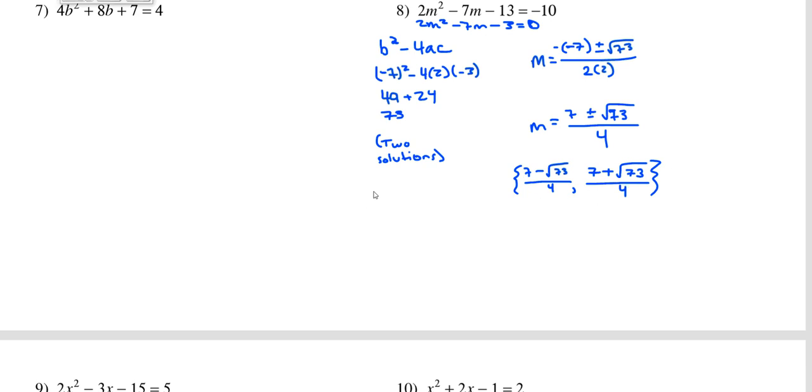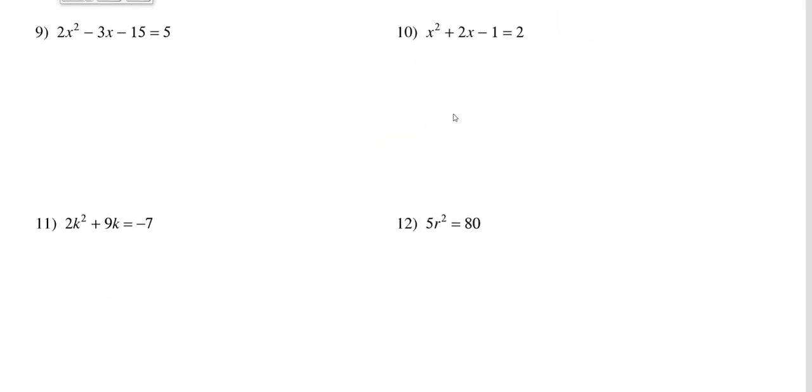All right, on the next slide here, number 10. Keep on going with the same thing. We need to subtract 2 from both sides. Plus 2x minus 3 equals 0. The reason that I need to make this equal to 0, I don't think I said this yet. The reason it has to be equal to 0 is because that's where the quadratic formula comes from.